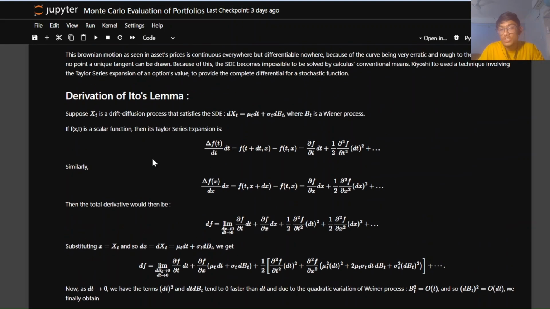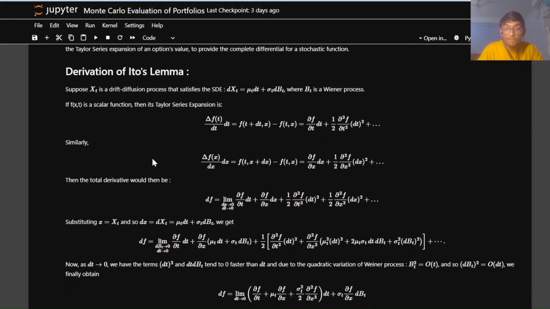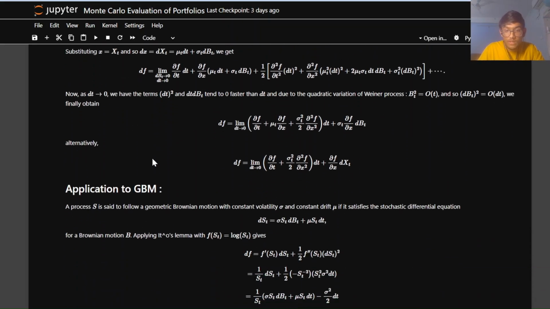I also forgot to mention that I have written the derivation of Ito's lemma here, so those who are interested can feel free to check this in my notebook.